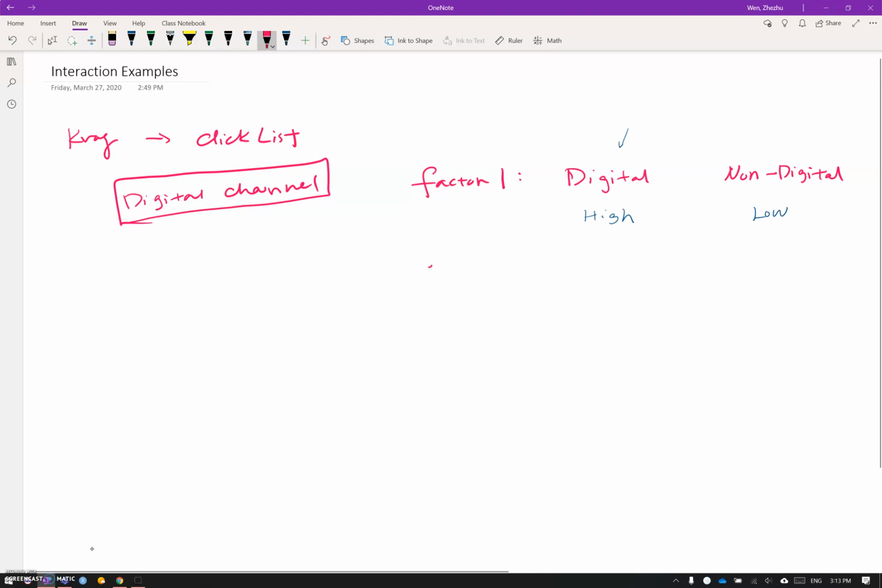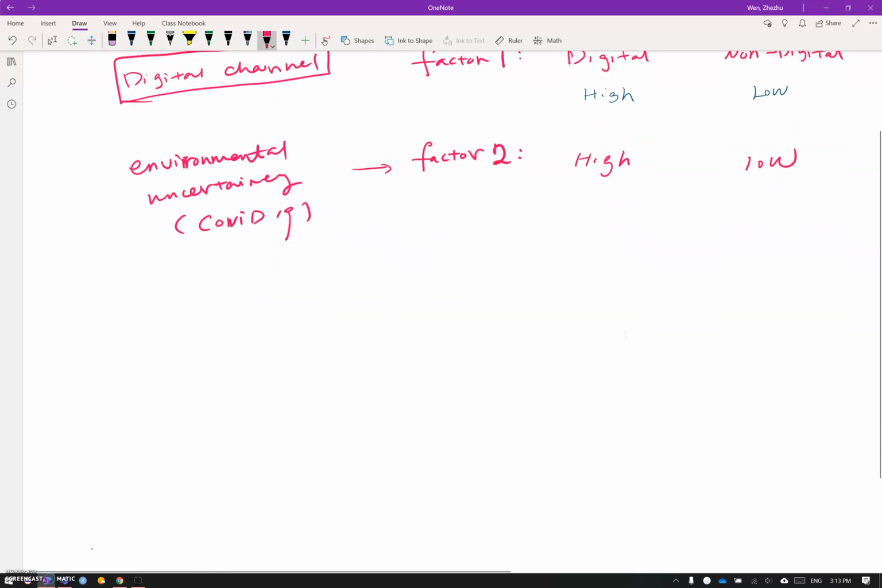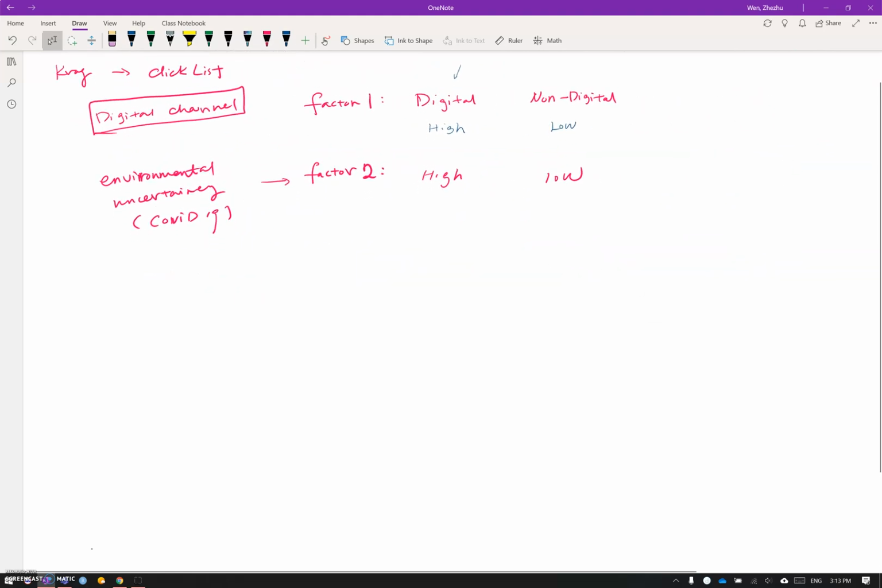And then you can also consider factor 2 as environmental uncertainty. Like COVID-19, we're living in a time of very high environmental uncertainty. There are lots of uncertainties as you try to plan your sales or marketing operations. So for environmental uncertainty, you also have high and low. I think with this, we're ready to plot an interaction effect.